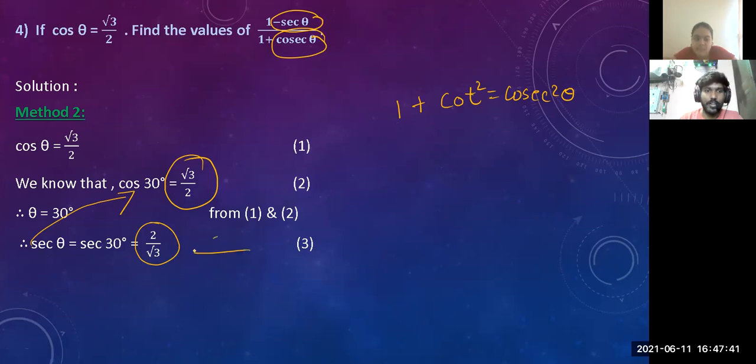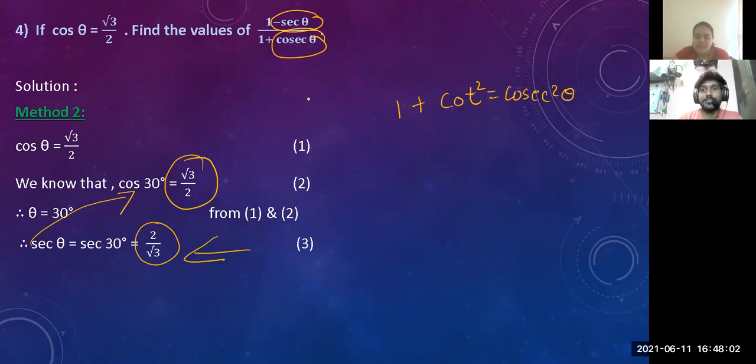We can also use sine square theta plus cos square theta equals 1. Yes, you can use that also. Again, it is just a little lengthy. It's correct, but it's lengthy. There are many ways to solve a sum in trigonometry. Many ways.